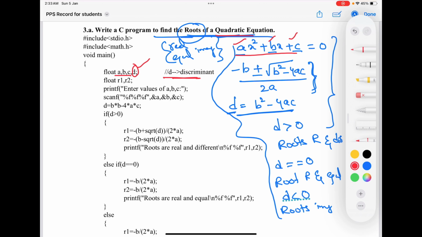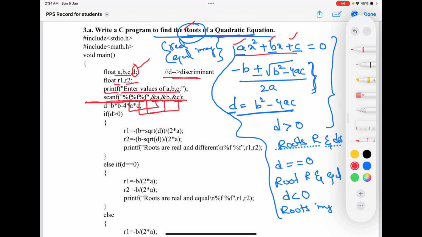Why am I writing this program? To find the roots of a quadratic equation. My output variables are r1 and r2. Now printf, enter values of a, b, c. I am using runtime initialization, that means I have taken the scanf statement. This is a formatted input function. You have to follow the standard format: double quotes, access specifiers, address of a, address of b, address of c. Each access specifier represents each variable.